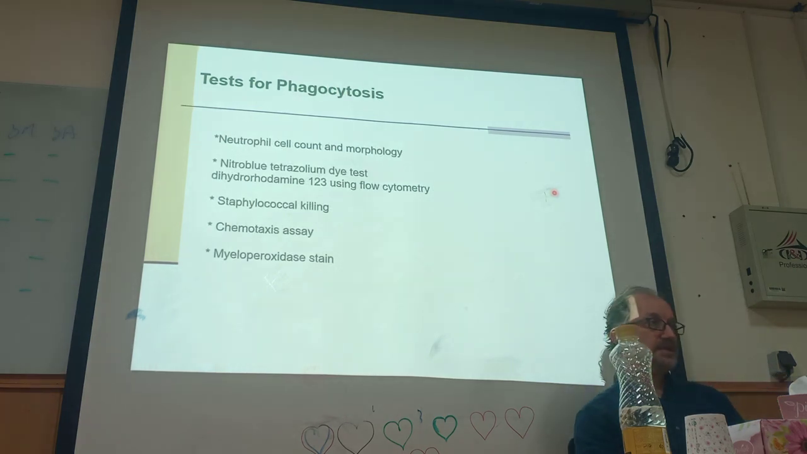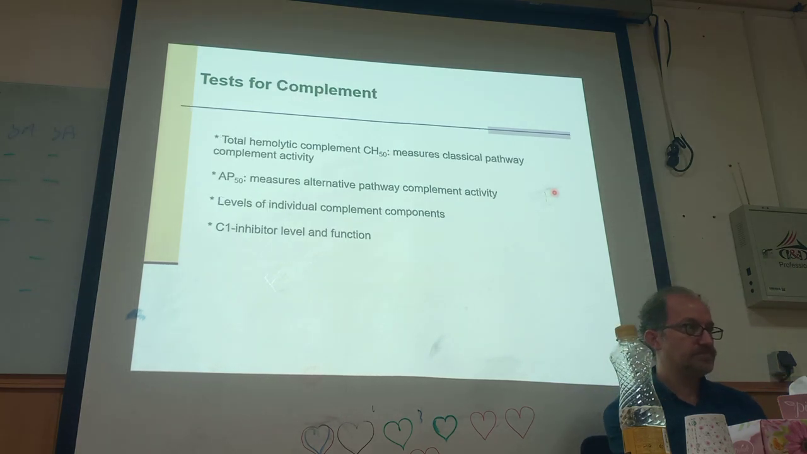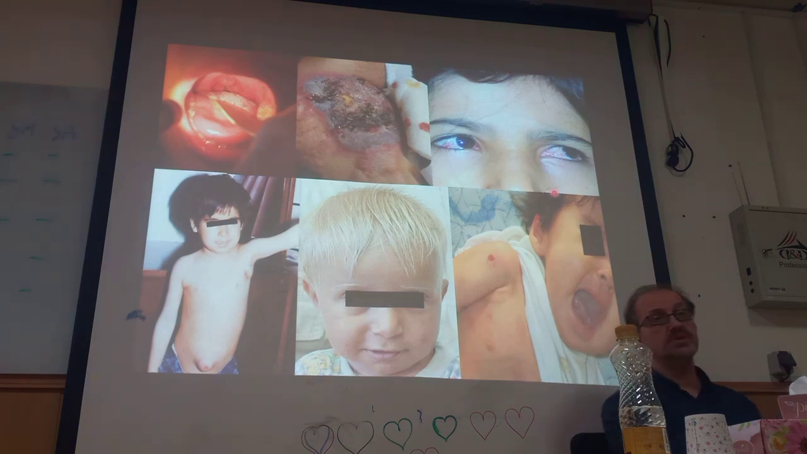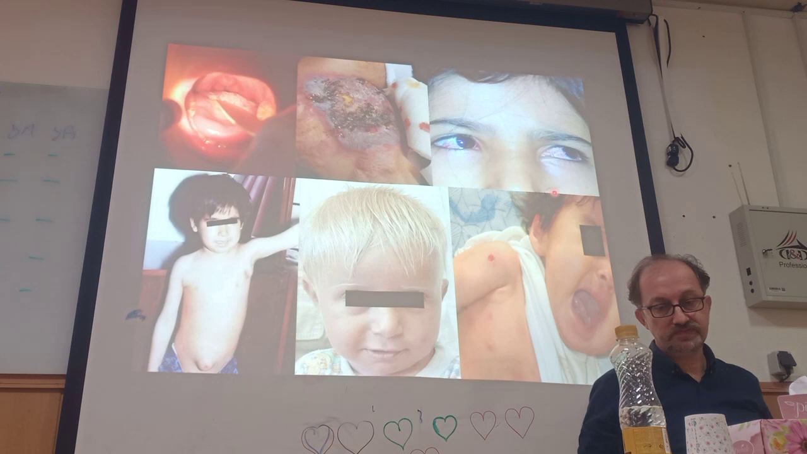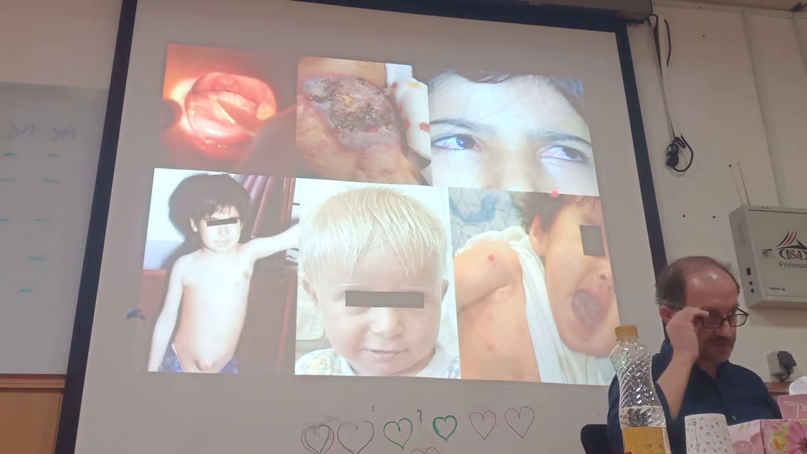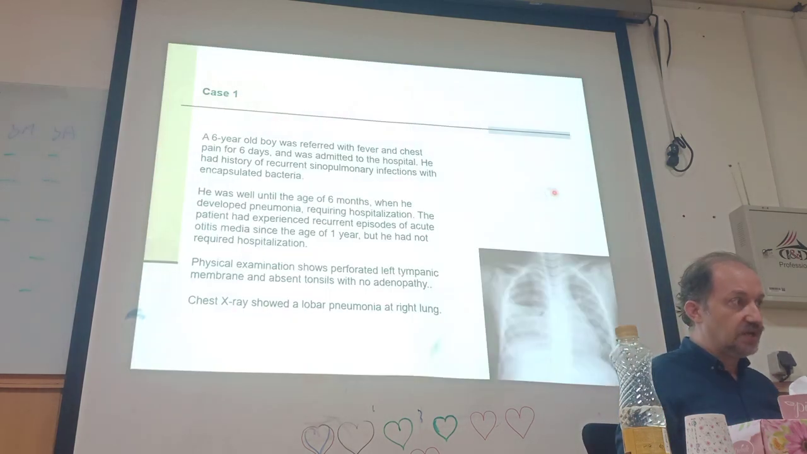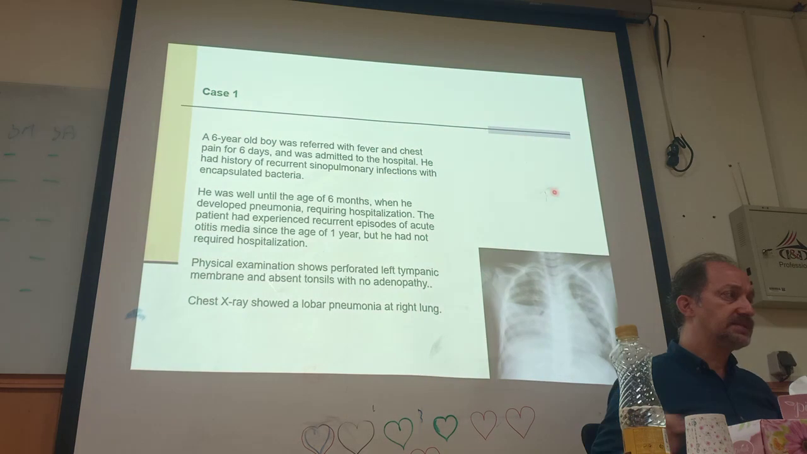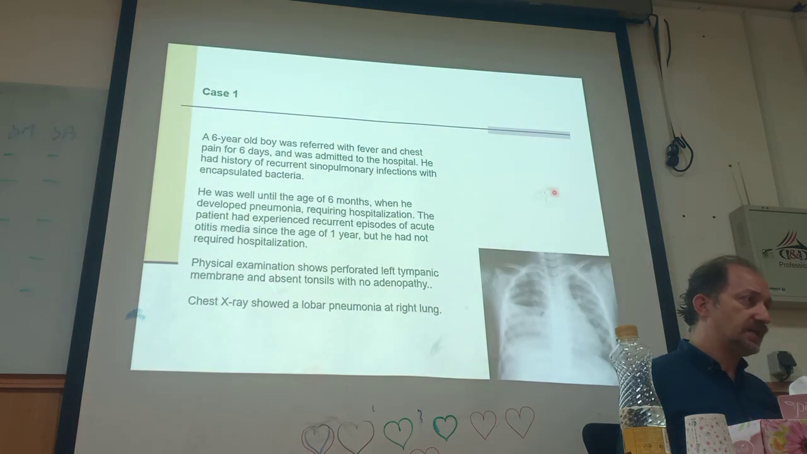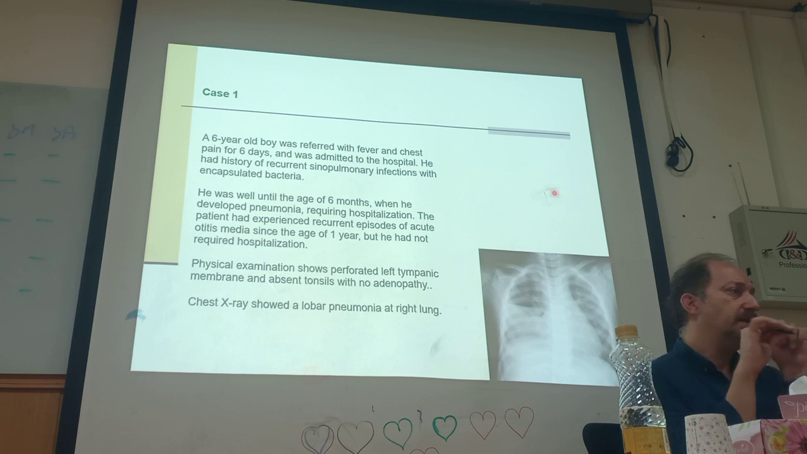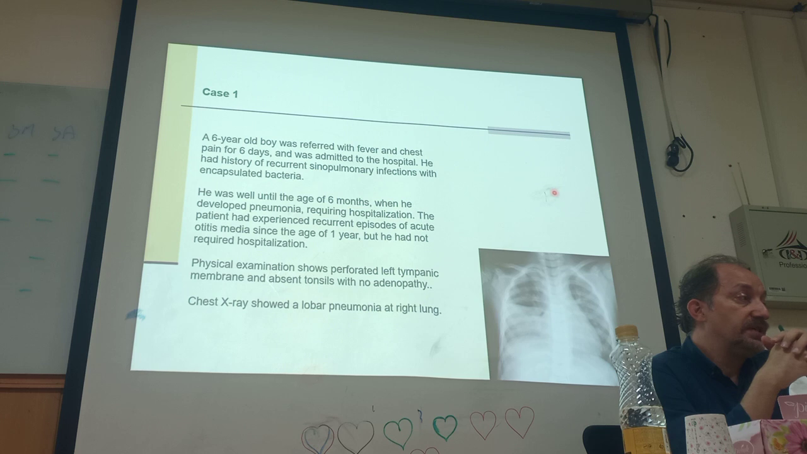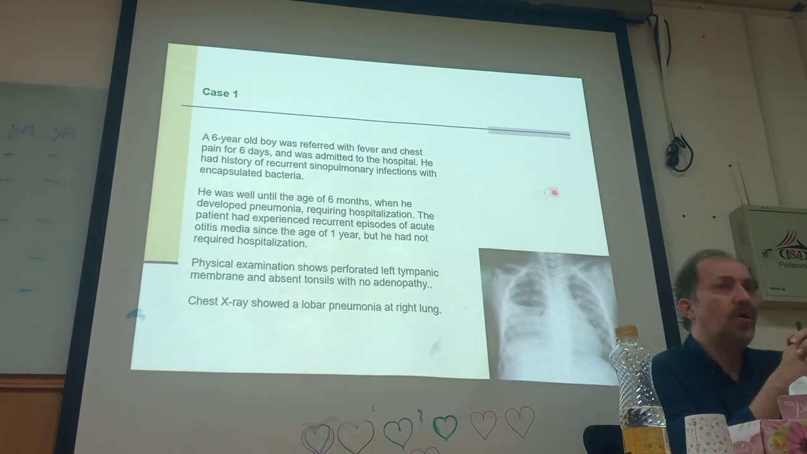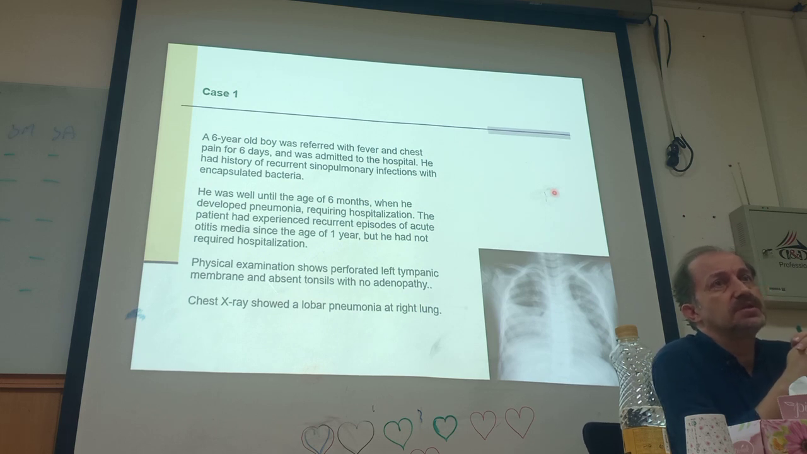Okay. Let's get back to this slide. Now it's your turn to answer my question. Are you ready? The first case is a 6-year-old boy who was referred to our center with chest pain and recurrent pulmonary infections with encapsulated bacteria. He was well until the age of 6 months. Why was he well until the age of 6 months?